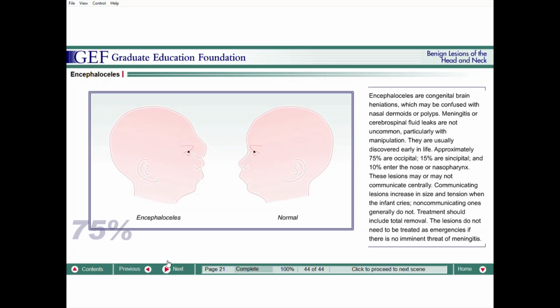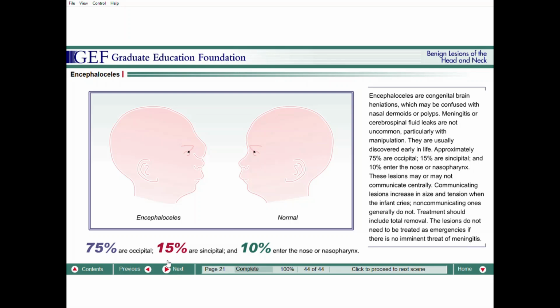Encephaloceles are congenital brain herniations, which may be confused with nasal dermoids or polyps. Meningitis or cerebrospinal fluid leaks are not uncommon, particularly with manipulation. They are usually discovered early in life. Approximately 75% are occipital, 15% are sincipital, and 10% enter the nose or nasopharynx. These lesions may or may not communicate centrally.